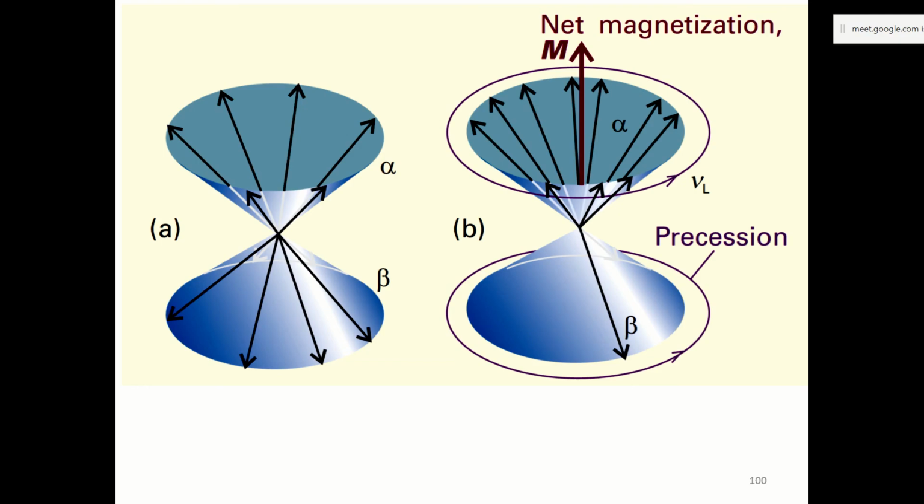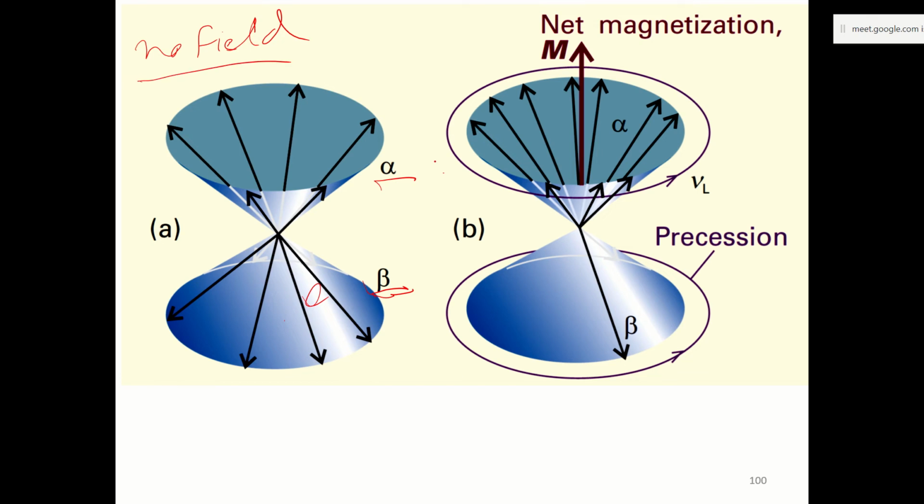So this is what happens. Initially, when there is no field, the population of the alpha state and beta state are both equal. So if you have 100 nuclei, 50 of them will be in the alpha state having ms plus half spin, and the other 50 nuclei out of 100 would be in the beta state. Both are equal in energy when there is no magnetic field.